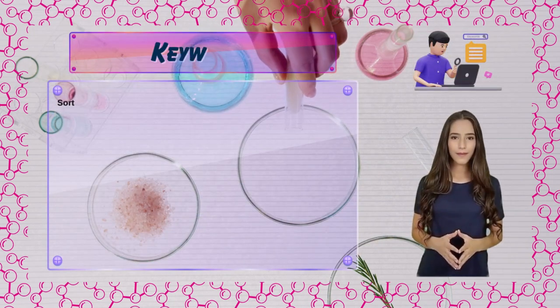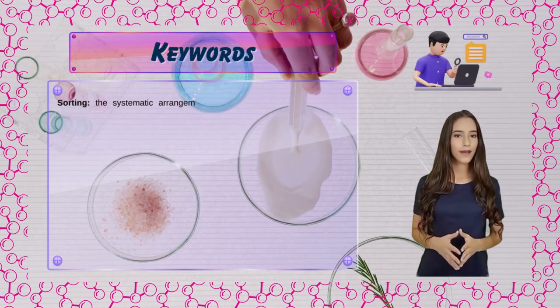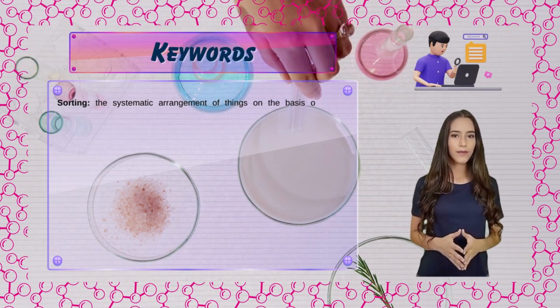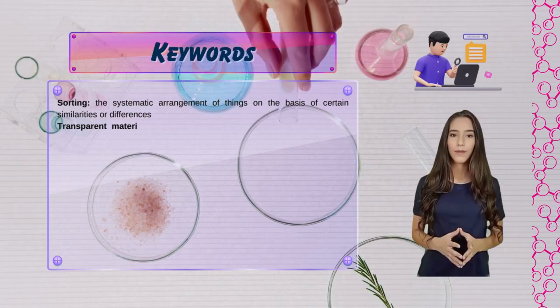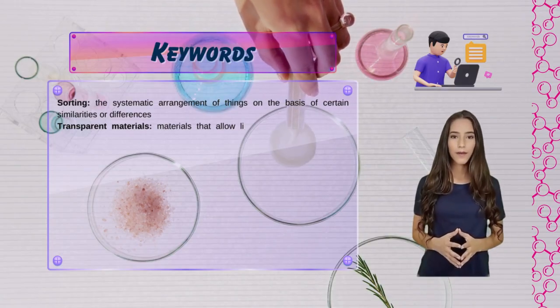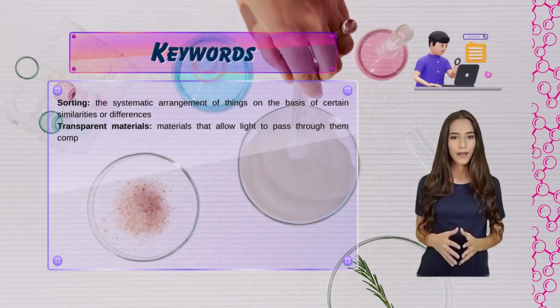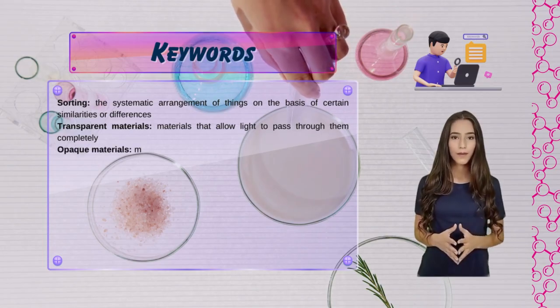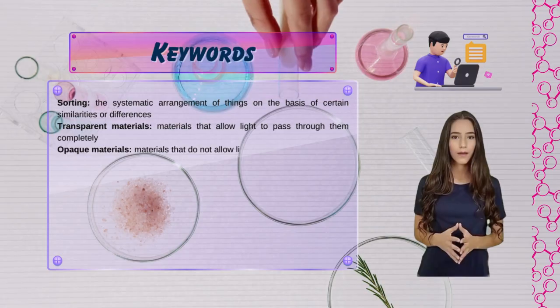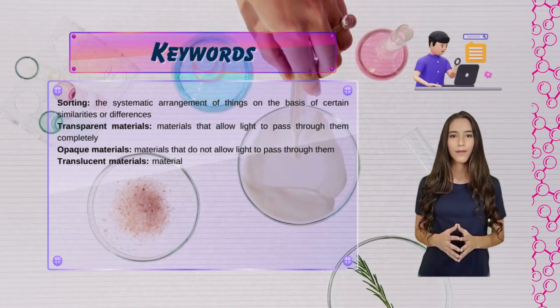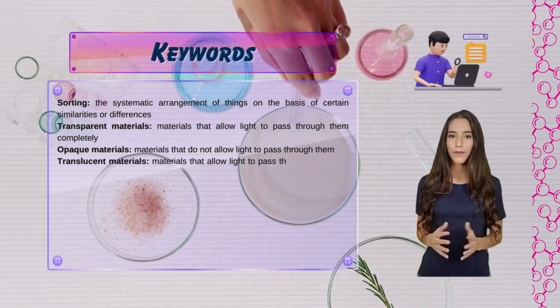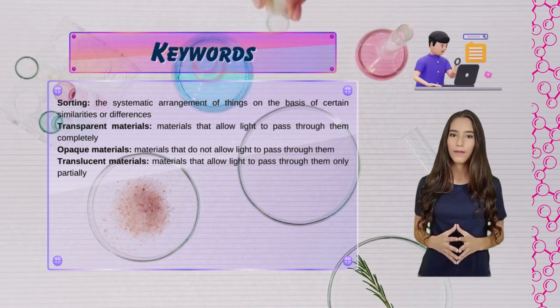Keywords. Sorting: the systematic arrangement of things on the basis of certain similarities or differences. Transparent materials: materials that allow light to pass through them completely. Opaque materials: materials that do not allow light to pass through them. Translucent materials: materials that allow light to pass through them only partially.